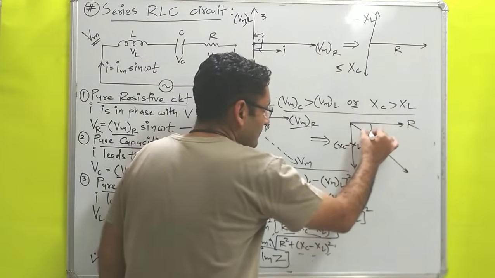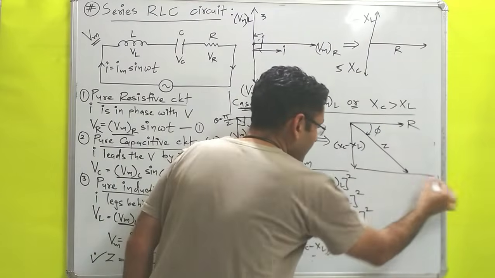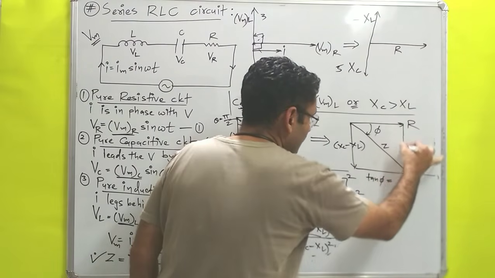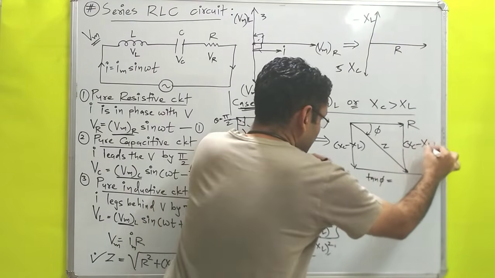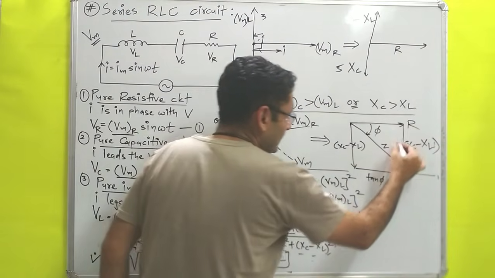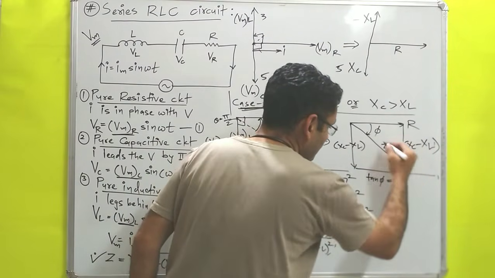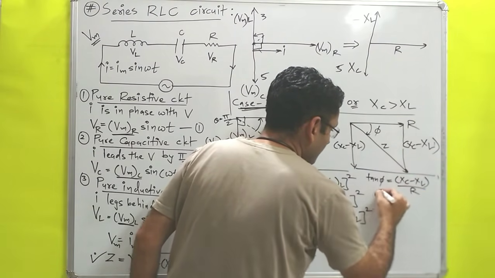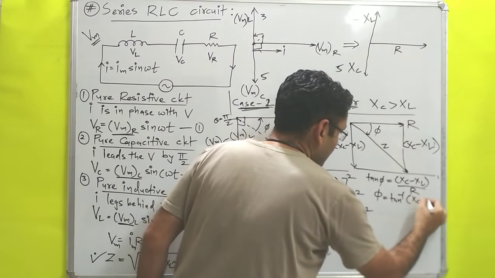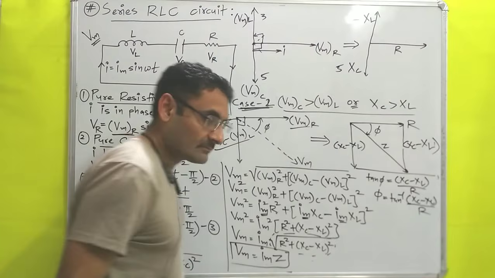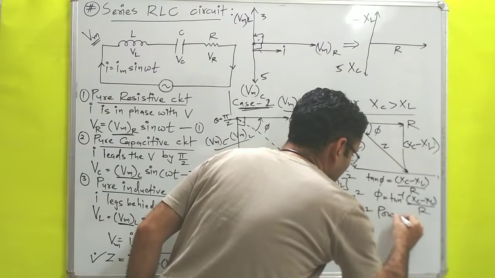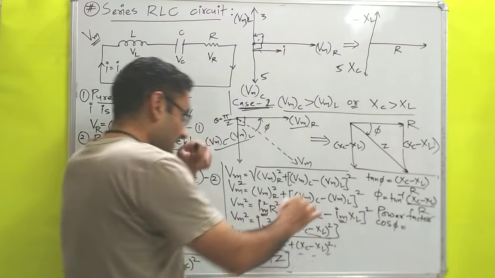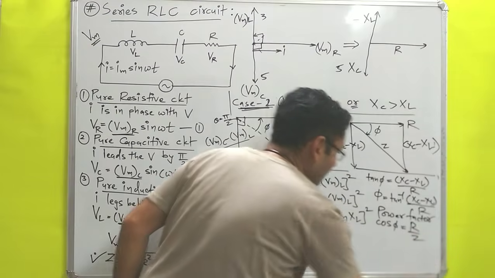Now if you want to find the direction of this, from the diagram what can we write? Tan phi is equal to what? Over here I draw one line which represents XC minus XL. Tan phi is perpendicular by base, XC minus XL divided by R. So phi is equal to tan inverse of XC minus XL divided by R. Now the power factor is represented by cos phi, and from the diagram cos phi is base by hypotenuse, so R by Z.